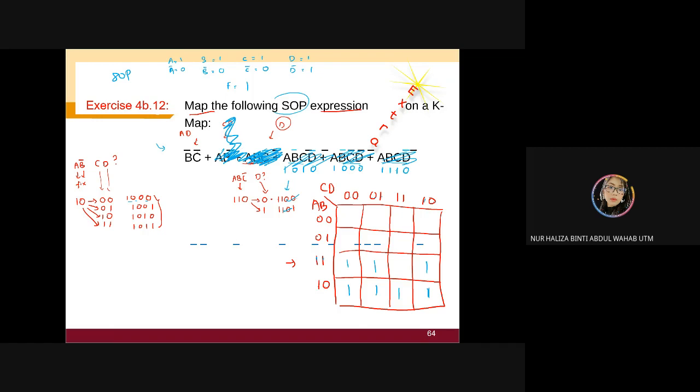Now, this is the thing that is very important for you to see carefully, because the missing variables are A and D. Let me delete this first because you need to see it carefully.